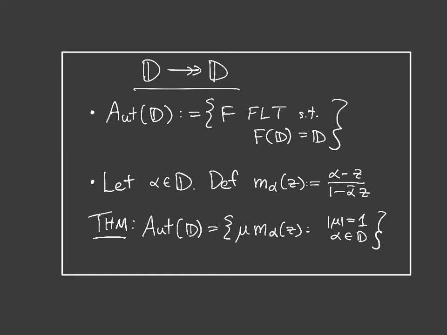Here's going to be our more concrete description of automorphisms of the disk, again, which is fractional linear transformations that send the unit disk onto itself. So it's going to be very concrete. It's not going to be in terms of matrices.